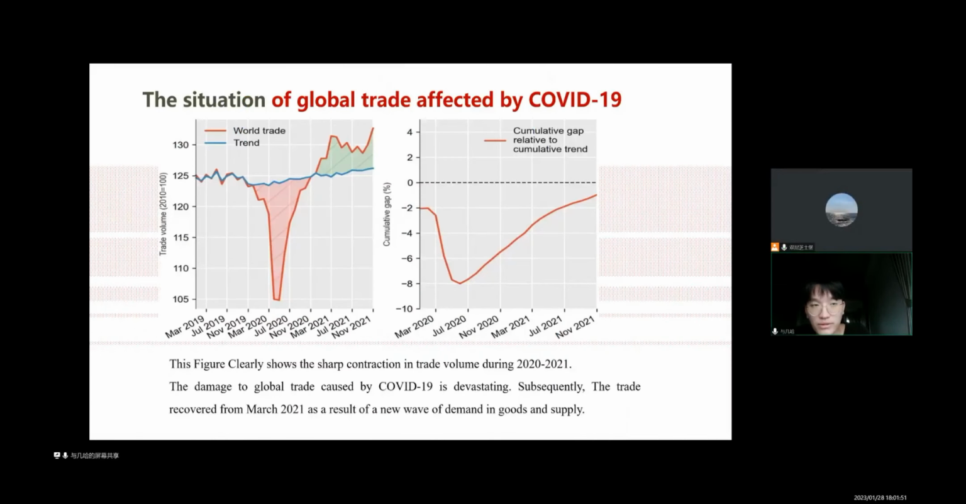This is the figure showing the changes in global trade affected by COVID-19. This figure clearly shows the sharp contraction in trade volume during 2020 to 2021. We can see there is a huge decrease in this period, and the damage to global trade caused by COVID-19 is devastating. Subsequently, trade recovered from March 2021 as a result of a new wave of demand in goods and supply.